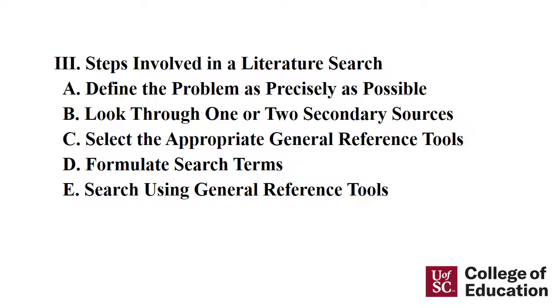C. Select the appropriate general reference tools. After reviewing a secondary source to get a more informed overview of the problem, researchers should have a clearer idea of exactly what to investigate. At this point, it is a good idea to look again at the research question to see if it needs to be rewritten in any way to make it more focused.